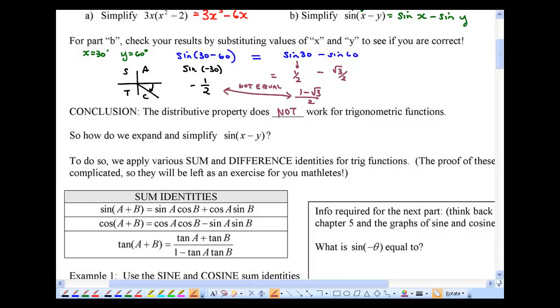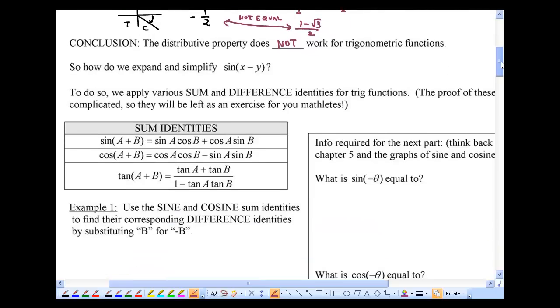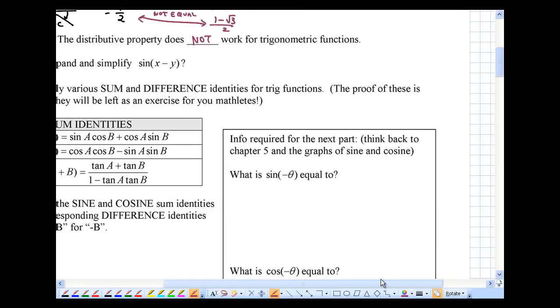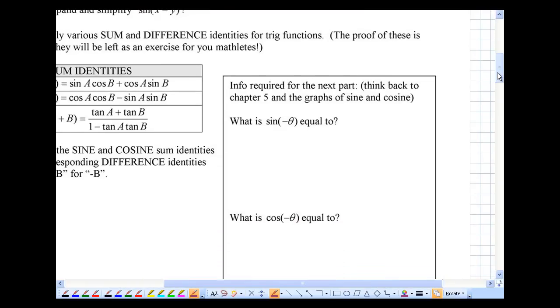Now, in example 1, I want us to use the sine and cosine sum identities to find the corresponding difference identities by changing the B to become negative B. Before I do that, I'd like you to take a look to the right here, and let's think back to what sine of negative theta is actually equal to. Go back to chapter 5. If I gave you y equals sine theta, you get a nice lovely graph that starts at 0, goes up to 1, back to 0, down to negative 1, ends at 0. Remember that?